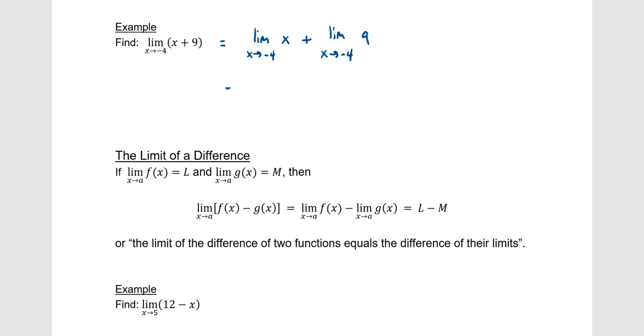So we do them separately. The first one is the identity one, that's -4. The second one is a constant one, which is 9. So -4 plus 9 gives us an answer of 5.